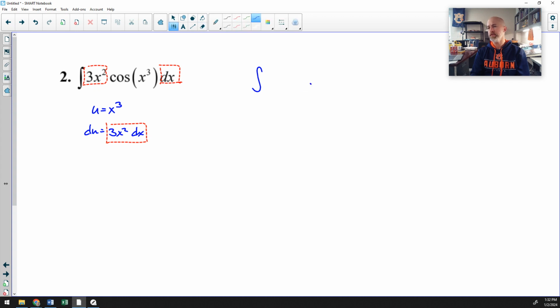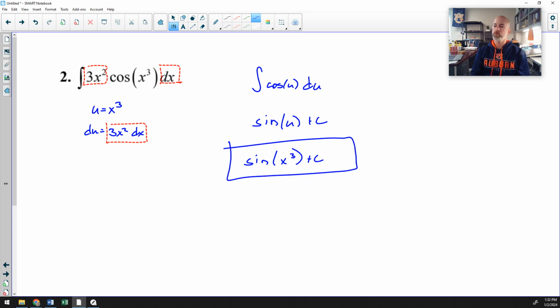Now look at everything else. Once you start making the change from x's to u's, everything that was x needs to be converted. This is going to be nice because x cubed is u. So that's going to be cosine of u. And the objective of u substitution is not to give you the answer, it's to give you a nicer antiderivative that you can wrap your head around. And the antiderivative of cosine u, that is recognition. You should recognize that as the derivative of sine. So the antiderivative of cosine is sine of u. And final step, we will replace the u with an x cubed. So there is the answer for this problem.